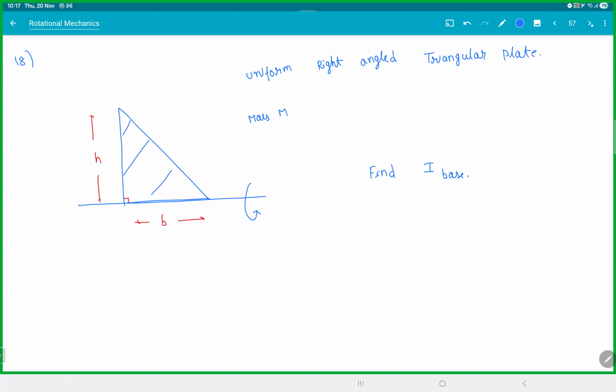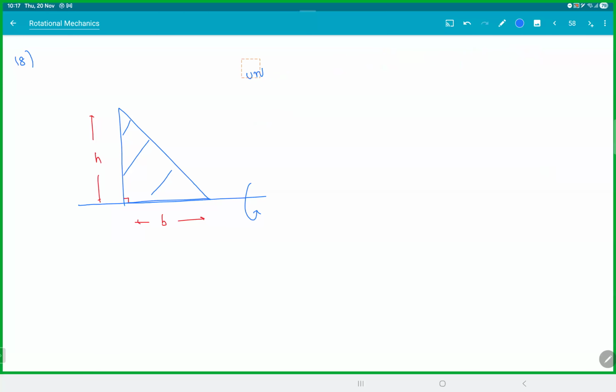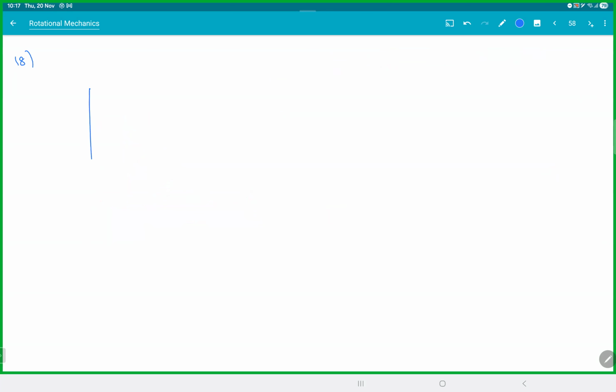Let's see. So how do we choose an element here? There are two ways you can handle. You can take horizontal rods or vertical rods, right? You can choose anything you want, but I will take the vertical rods. You can take the horizontal rods. It works.